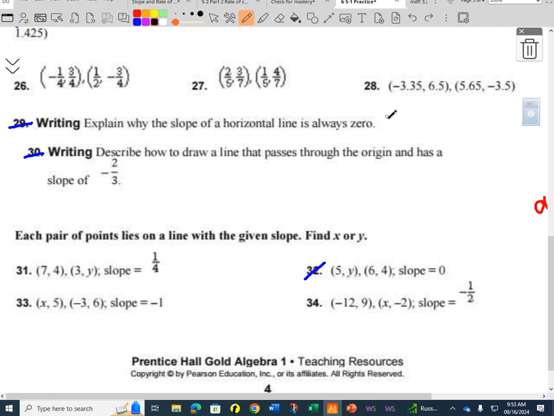What do you notice about those ordered pairs? They all have 3 for their output, or 3 for their y values, right? So if we're putting an explanation here for why the slope of a horizontal line is always 0, because no matter what x is, y is always the same value.